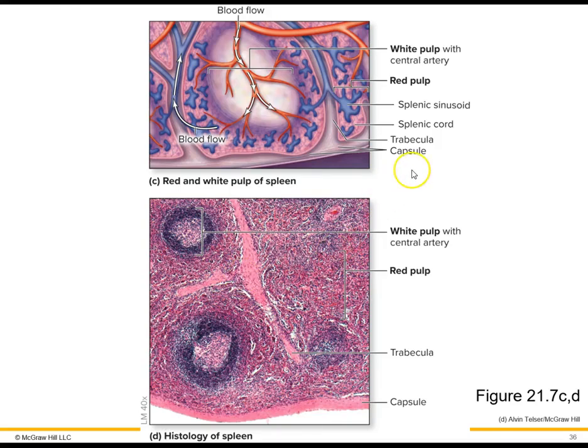Now, if you were to look at what individual components look like in that white pulp, you would see here's the central artery, blood flowing through it, and then you can see the red pulp surrounding the white pulp, and the red pulp is going to be made up of splenic cords and splenic sinusoids.